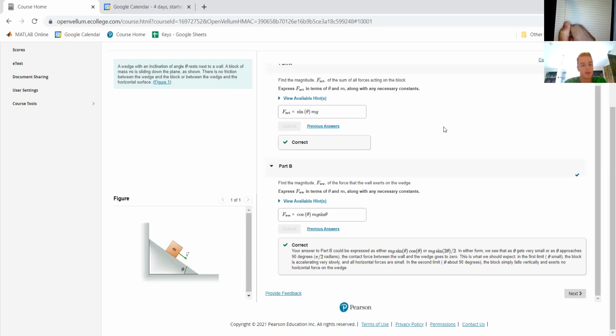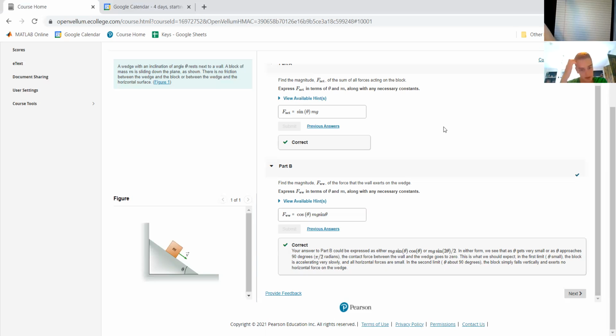So that's where the sine theta came in. You just have to remember which forces are what. Since there's no friction, the wedge is only applying a force perpendicular to itself. So you have mg on the mass going straight down, and that's going to be the hypotenuse of the triangle versus one of the sides of the triangle.